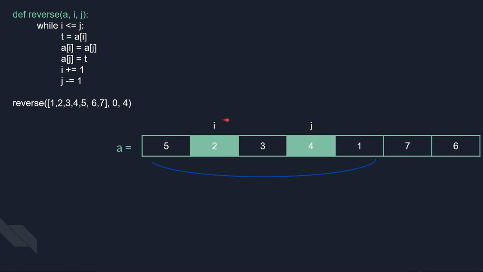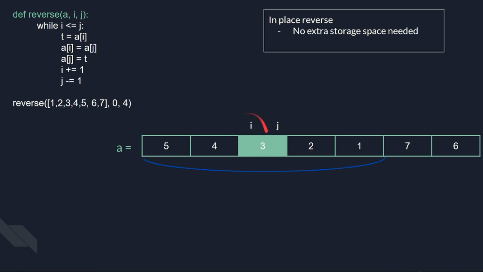Now i is 2 and j is 4. So now you swap those. And now i and j are the same, so it breaks out of the while loop. And then the array will be reversed. So we use this way of reversing it. It's called in-place reverse. We do it this way because there's no extra storage space needed. There are no extra arrays or variables needed to swap the array.